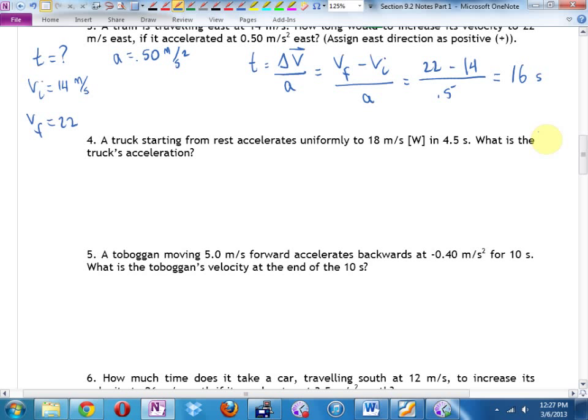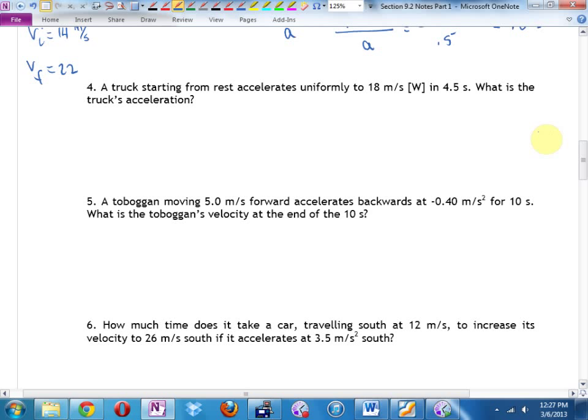Number 4. By the way, time, direction, it's a trick question. So the one we just did, time, is there a direction for time? Time's a scalar. Okay, no direction.